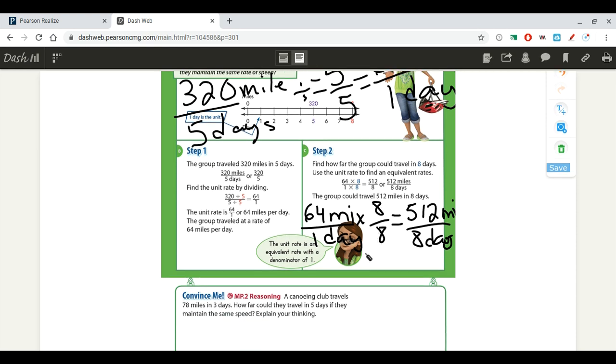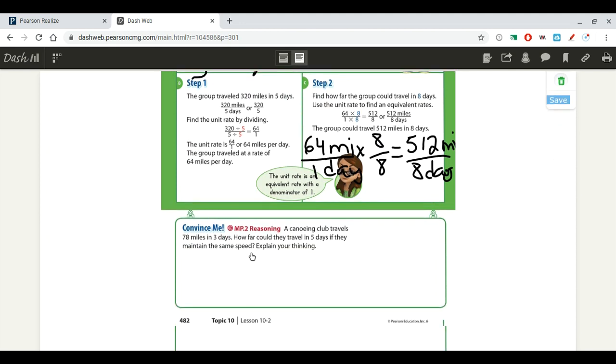All right. So if we look at this one, a canoeing club travels 78 miles in 3 days. How far could they travel in 5 days if they maintain the same speed? Explain your thinking. When I look at this one, I need to first find the unit rate. So I need to take the 78 miles in the 3 days. So again, units of measurement. And I am going to divide.